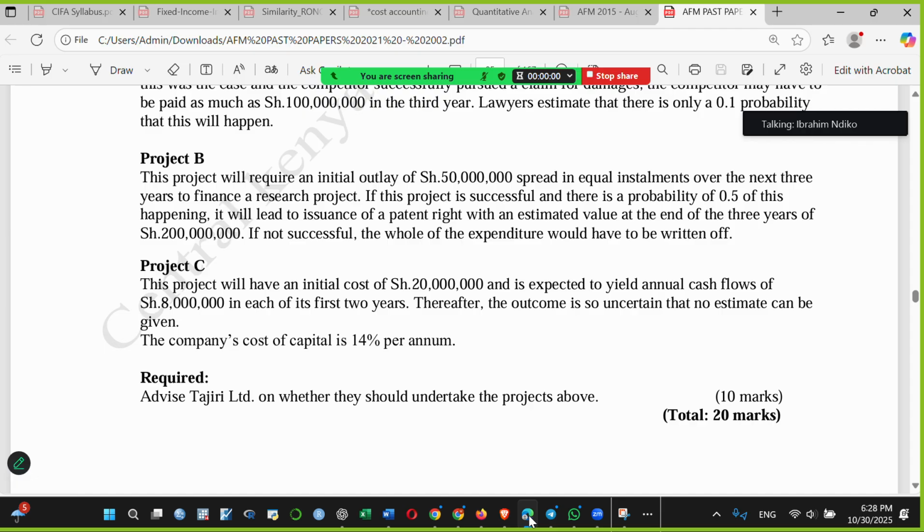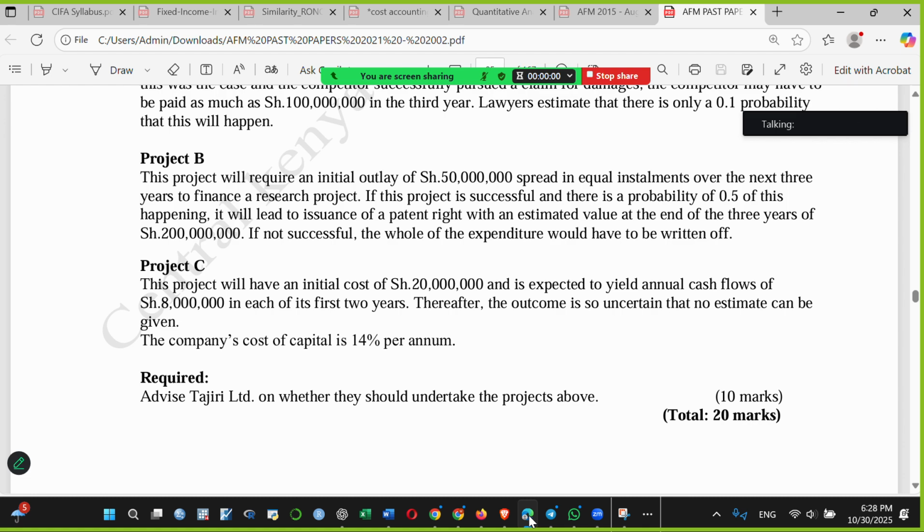Project C. The project will have an initial cost of 20 million and expected yield cash flow of 8,000 in each of the 2 years. Thereafter, the outcome is uncertain that no estimate can be given. Cost of capital is 14%. So you have to advise which project is better.